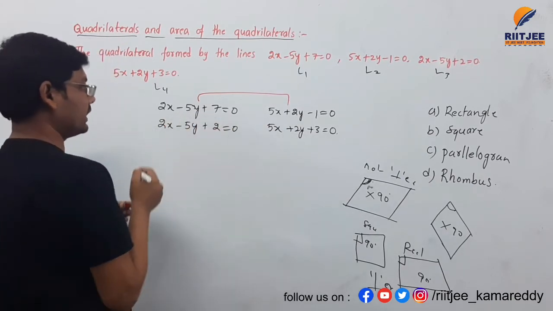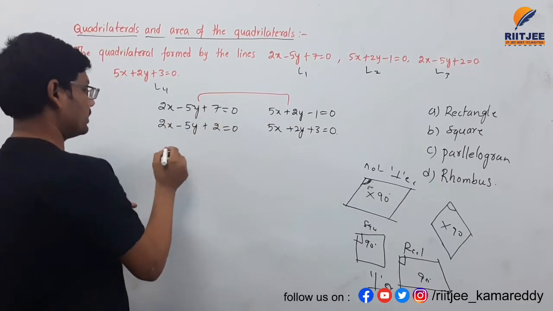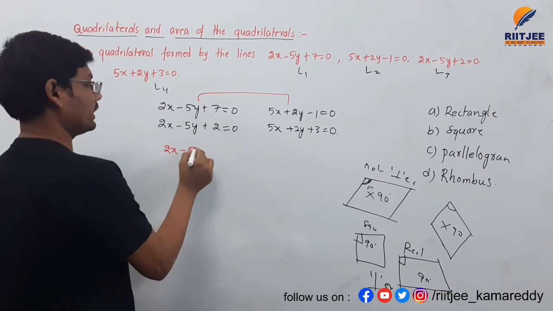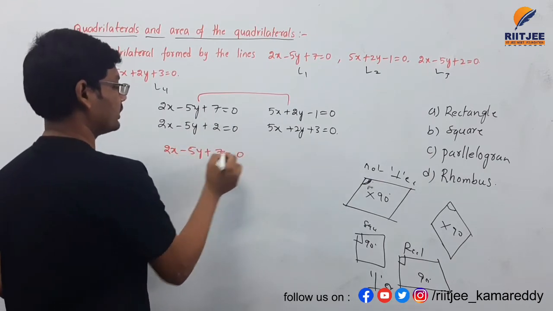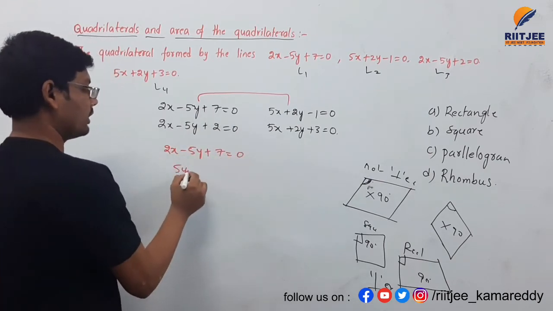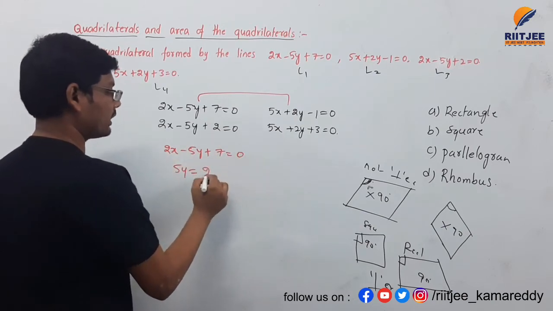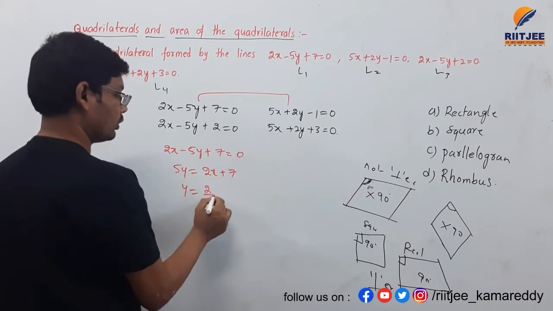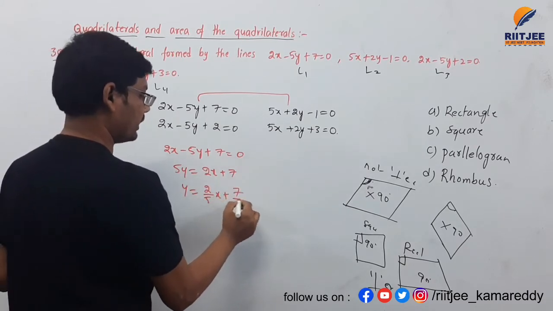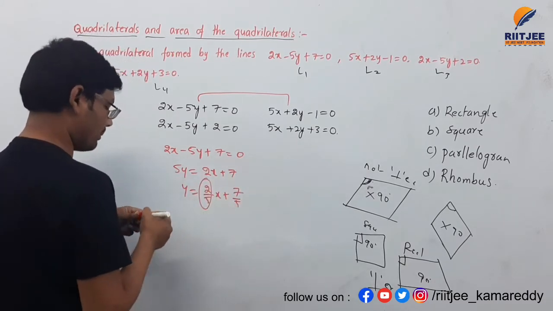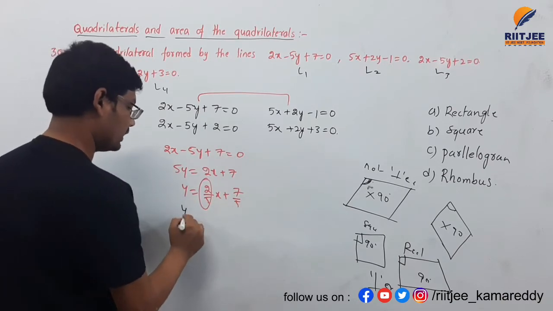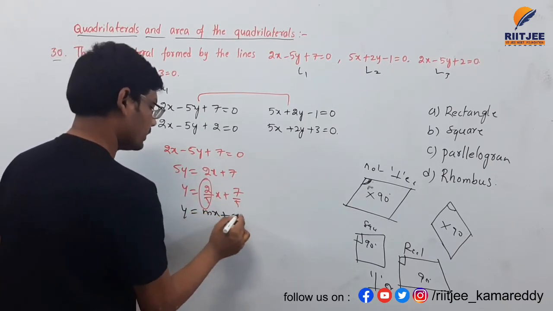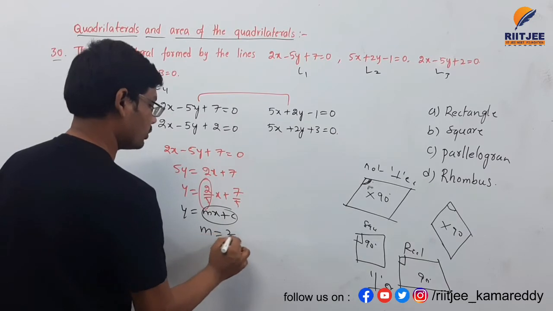So in between these two lines, the slope of this one, let's solve this one: 2x minus 5y plus 7 is equal to 0. Then if you convert, 5y is equal to 2x plus 7, and y is equal to 2 by 5 x plus 7 by 5. If you compare this equation with y is equal to mx plus c, then m is equal to 2 by 5.